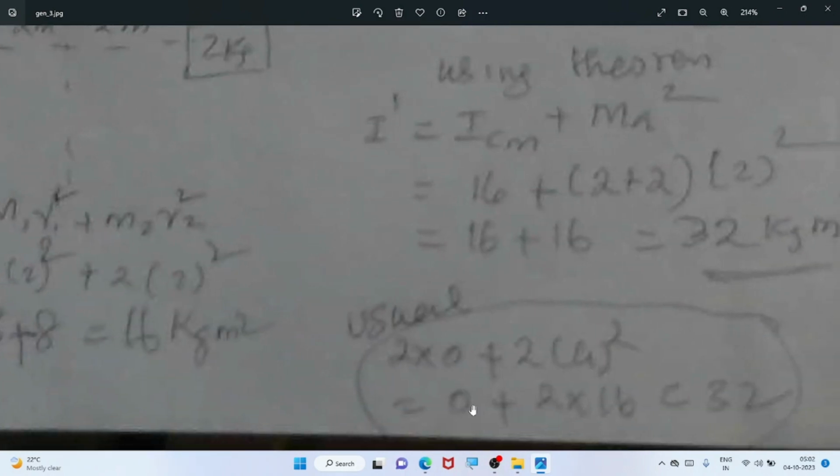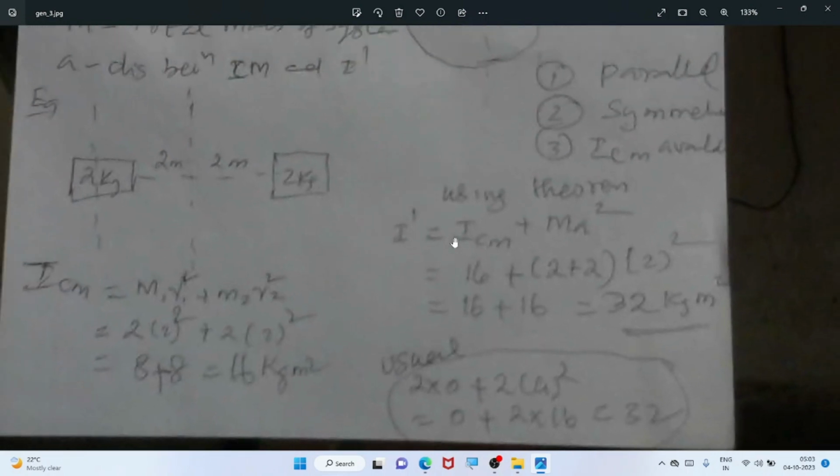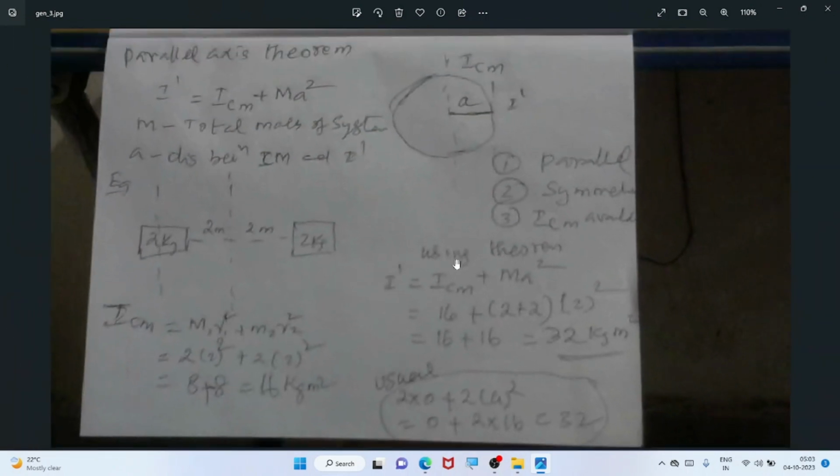So here the first distance is 0 from that mass for that axis. Here this distance is 4 square, 16, so 32. So the same thing is coming. Using the parallel axis theorem and computing normally, the same result comes.